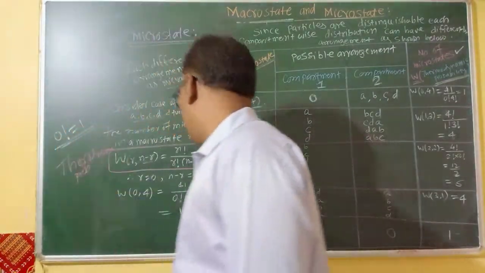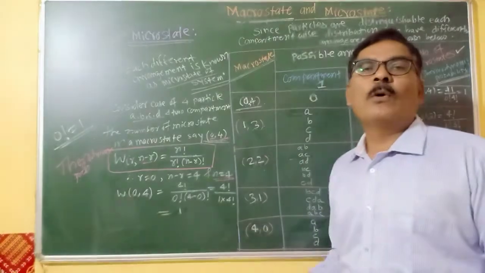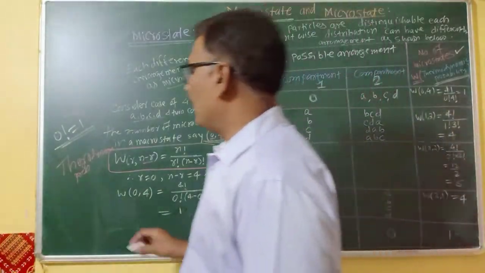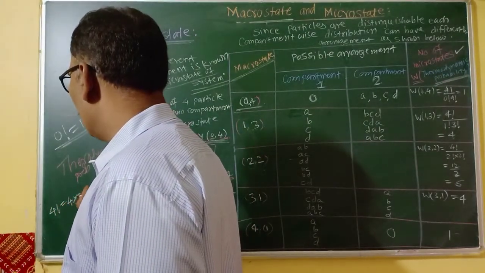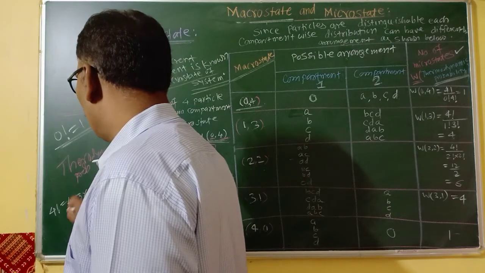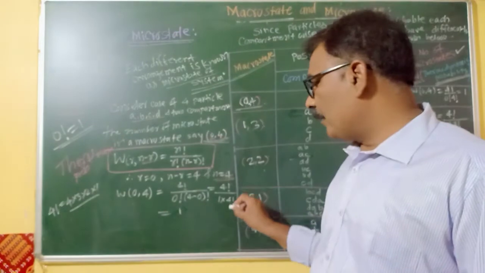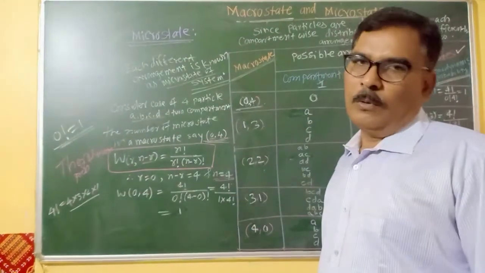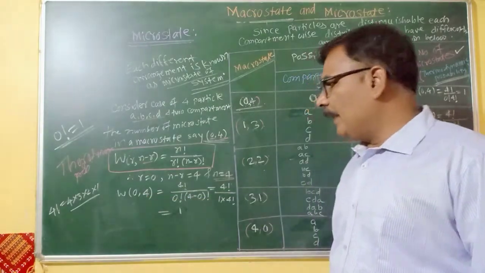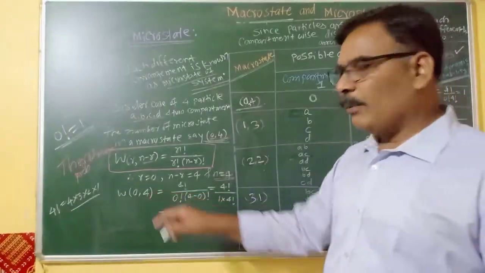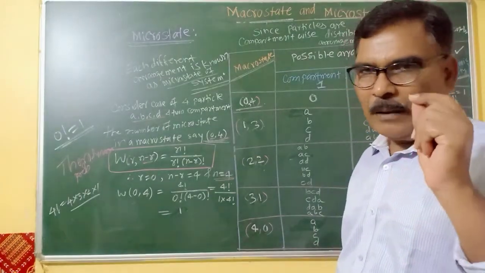Remember, 0 factorial is equal to what? 1. And this is 4 factorial. How can we write 4 factorial? 4 factorial is equal to 4 into 3 into 2 into 1. Means we have to write 4 factorial divided by 1 into 4 factorial. Right? From this we have to calculate the thermodynamic probability. What is the case we have? 0 and 4 is the condition for the macrostate.